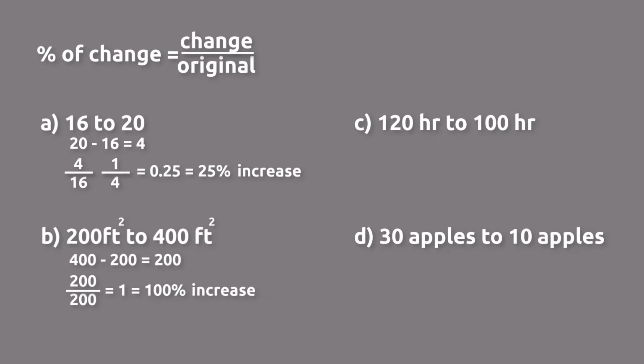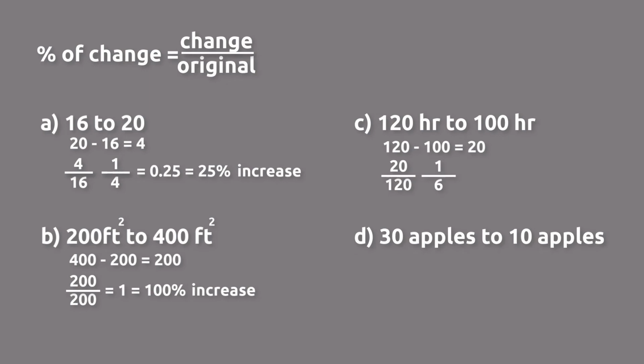In part C, we're going from 120 hours to 100 hours, so 120 minus 100 equals 20. Our original this time was 120, so our change, 20 divided by 120, we'll go ahead and reduce that first. That's going to be 1/6. And in this case, we still convert to a percent.